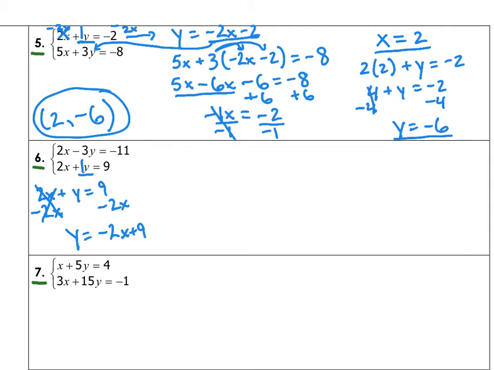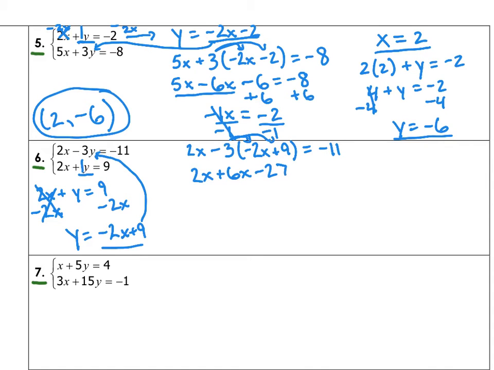Now I'm going to take this, since y equals negative 2x plus 9, I'm going to take this negative 2x plus 9, and I'm going to substitute it, or plug it in, for the y in the first equation. So now I have 2x minus 3 times that negative 2x plus 9, and all of that equals negative 11. Same steps as number 5. Now I'm just going to distribute. I'm going to have 2x plus 6x minus 27 is equal to negative 11.